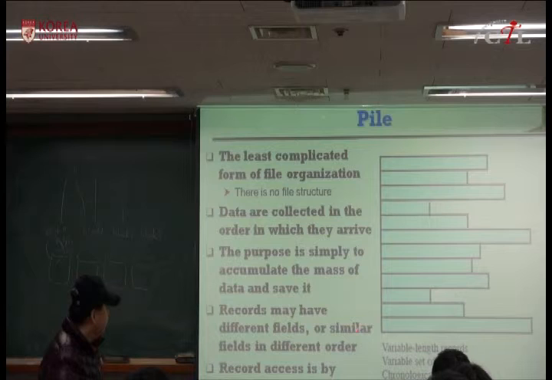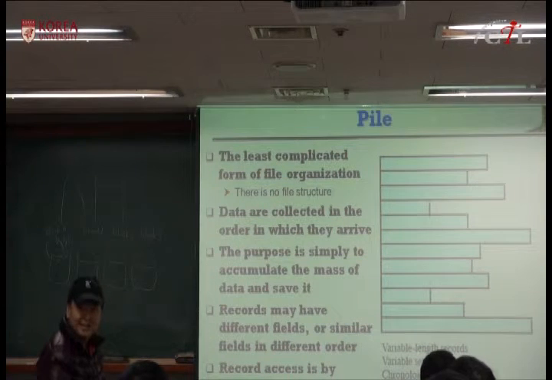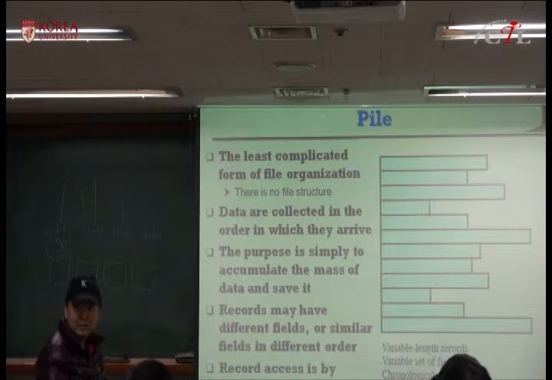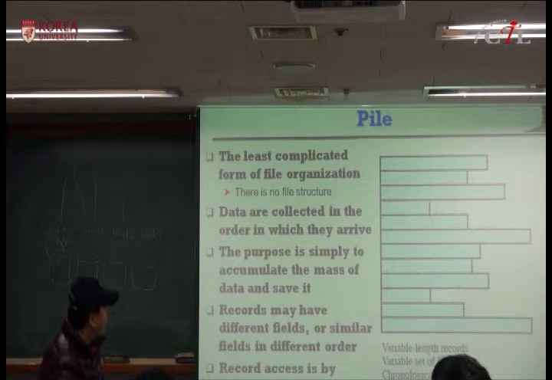So if you want to find a particular record, you have to search everything. The performance will be very slow, but it's easy to maintain because there is no structure. Each record is of variable length, as you see, with a variable set of fields, but they are accumulated in chronological order, in time order. Okay, this is the pile.